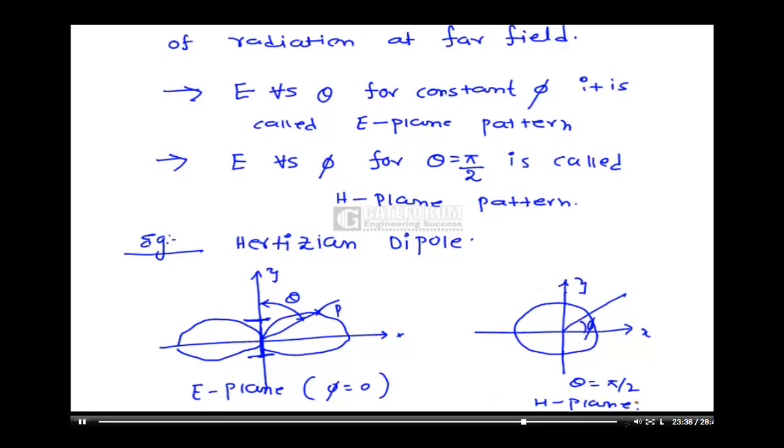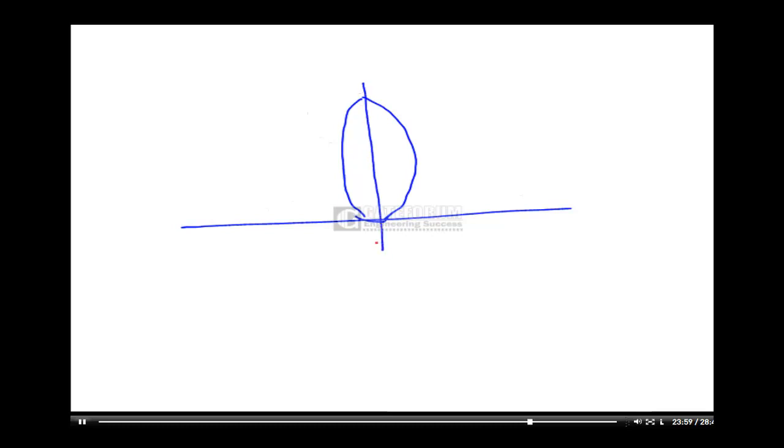Here we will define two terms. The first one is half power beamwidth. How we can define this is, it is the angle between half power points of the main lobe. Suppose this is a half power point, this is another half power point, P1 and P2. So the angle between these two is known as half power beamwidth.